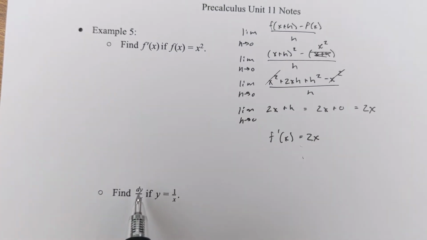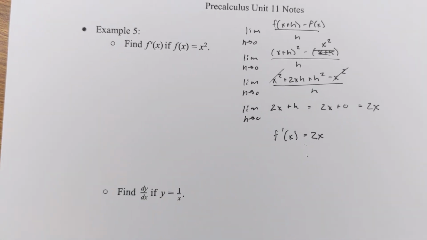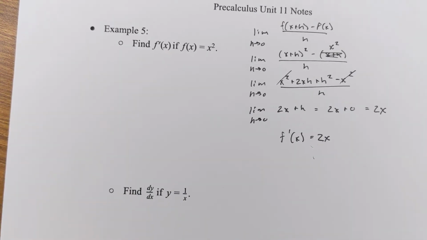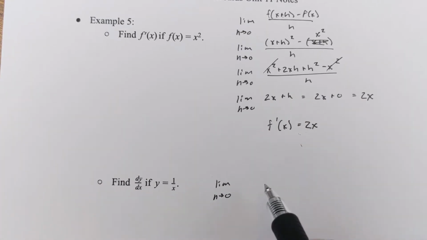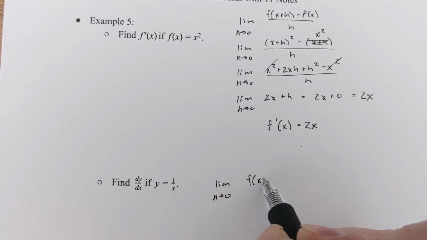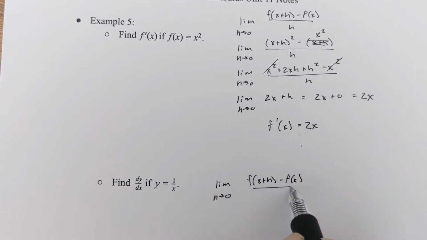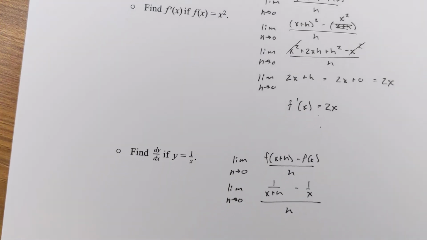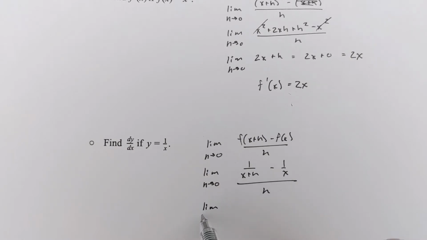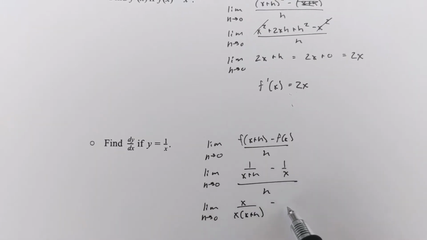Okay, so dy dx is the same thing as the derivative, so it's going to work in a very similar manner. So we start the same way. The limit as h approaches 0 of f of x plus h minus f of x all over h. So the limit as h approaches 0 of 1 over x plus h minus 1 over x all over h. So we need to combine these fractions. So we need a common denominator. This one needs to be multiplied by x. This one needs to be multiplied by x plus h.